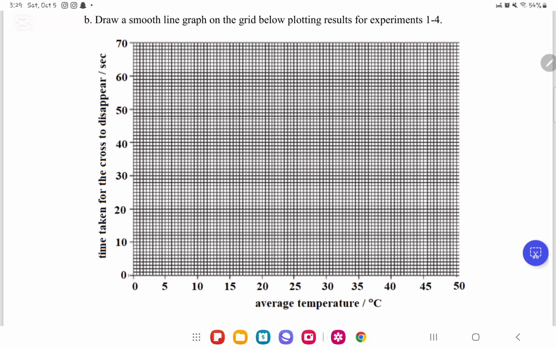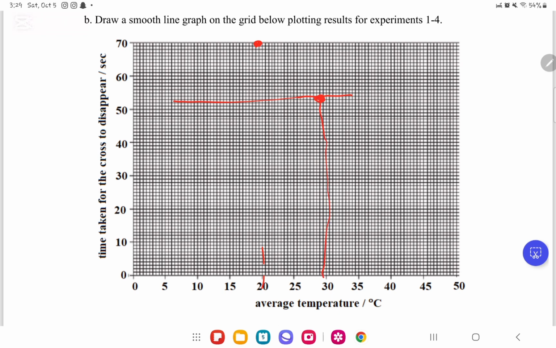We take for 70 seconds, so the time was 70 seconds, the average temperature was 19. So let us find 19. 19 was here. So for 70 seconds, it was over here approximately. Then for 53 seconds, it was 29. So we go to 29, which is over here. We go to 53, so here is 53 and here is 29, so they will meet over here.